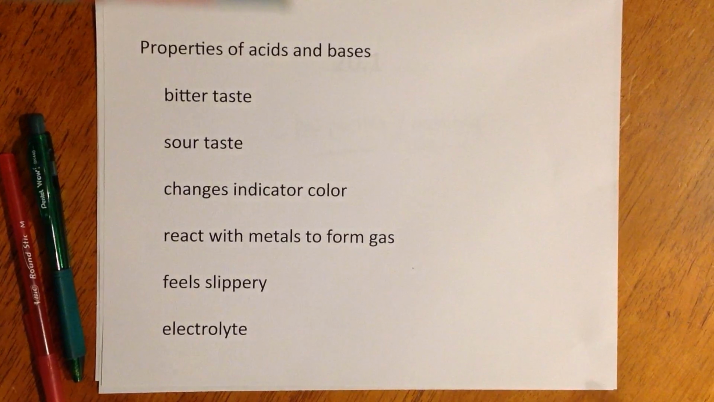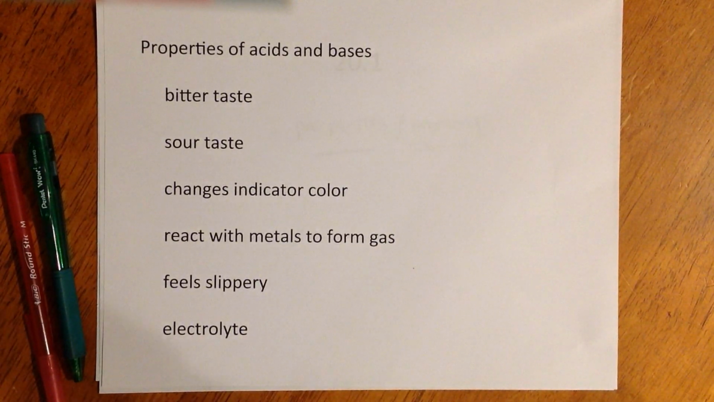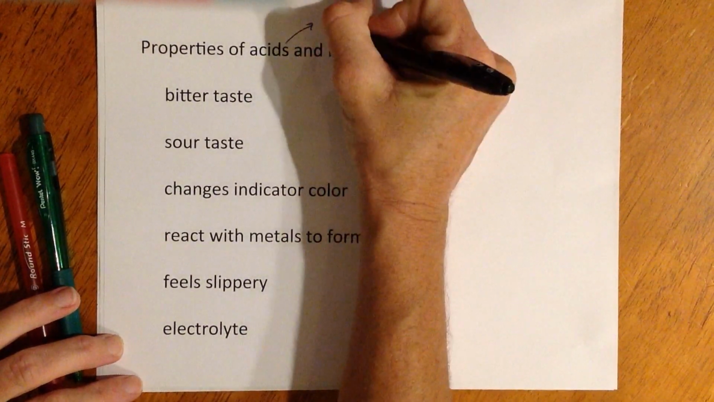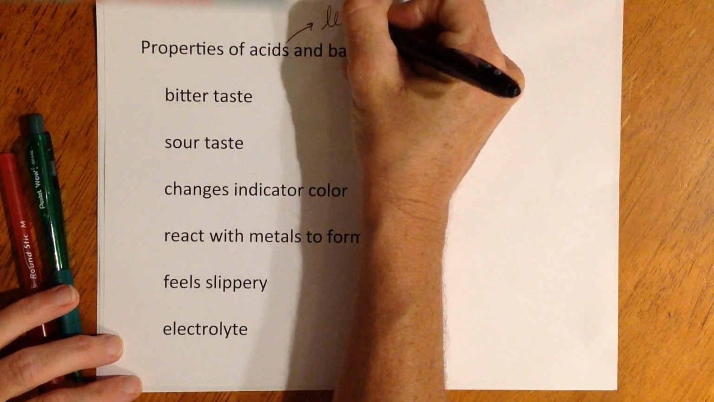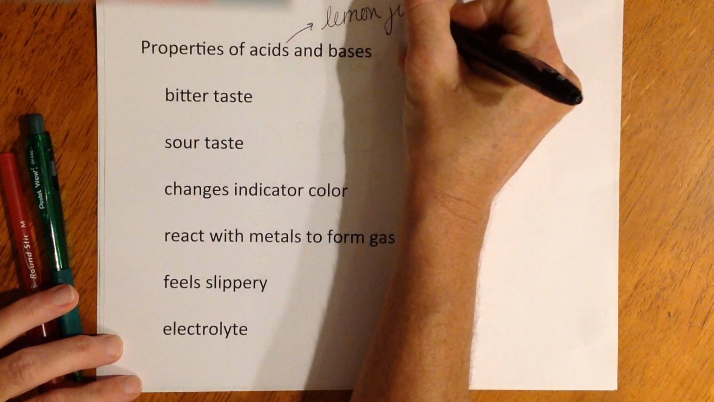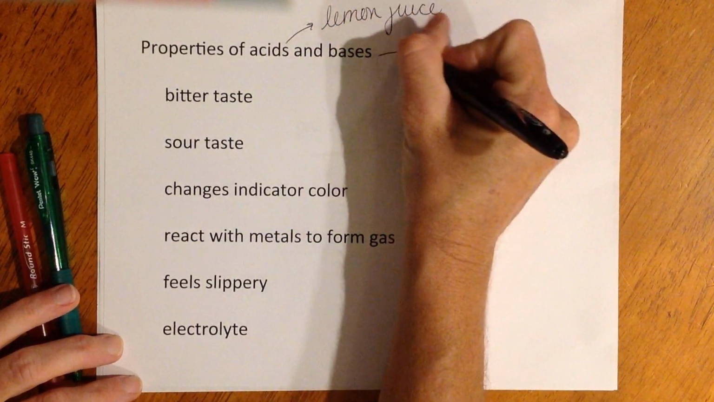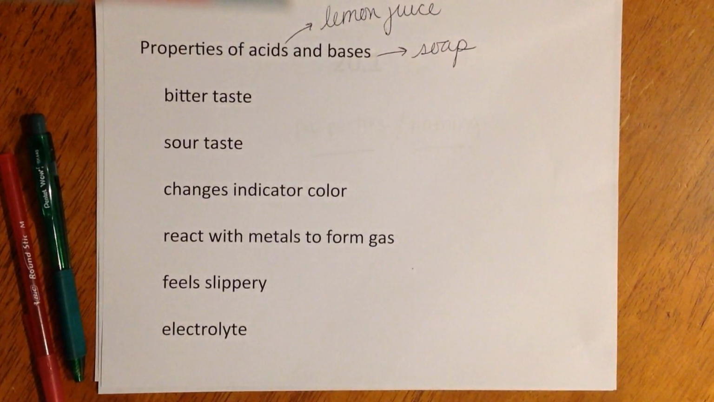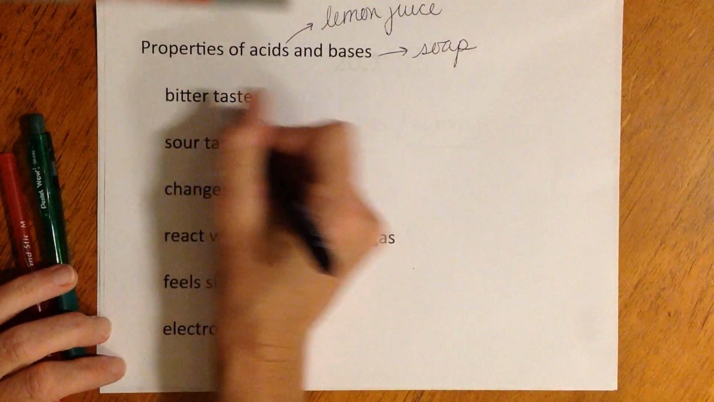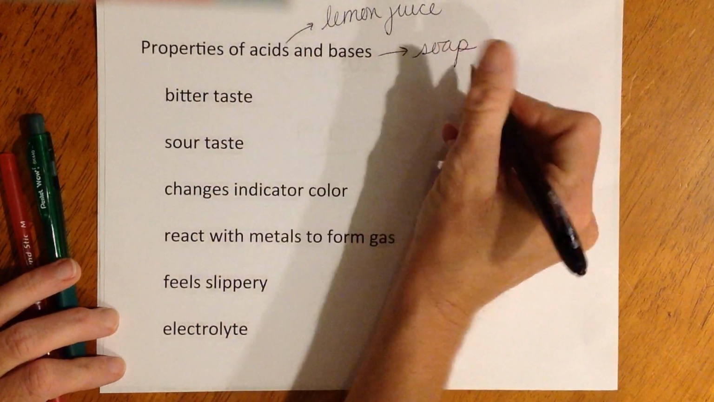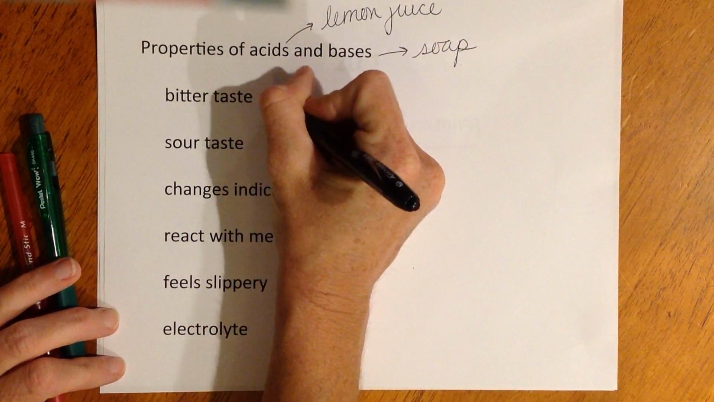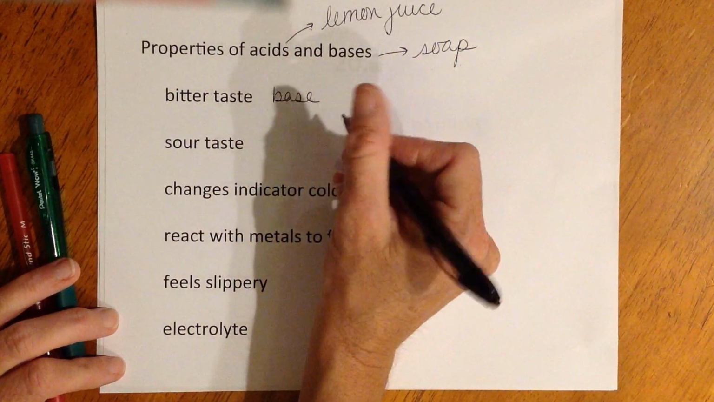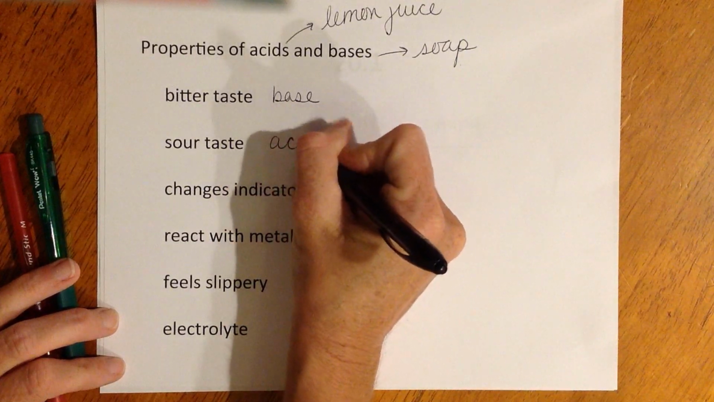Properties of acids and bases, we're just going to write next to it which is an acidic property and which is a basic property. When you think of acid, I want you to think of lemon juice. And when you think of a base, I want you to think of soap. And that'll get you through most of your properties. And so a bitter taste is going to be like soap, so that's going to be for a base. A sour taste is like lemon, that's going to be for an acid.